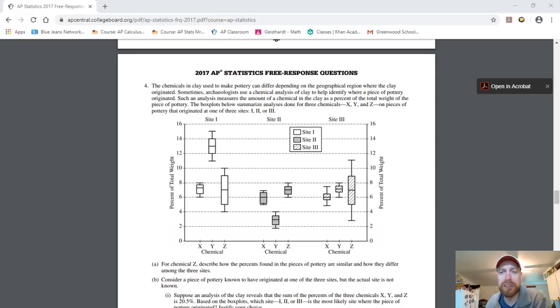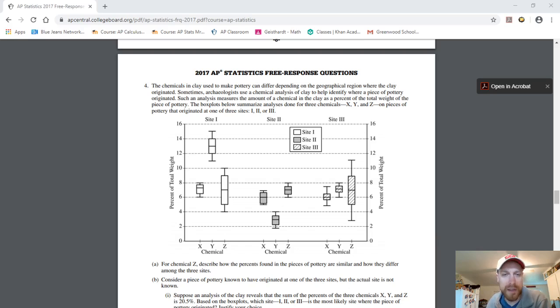All right, 2017, number 4. The chemicals in clay used to make pottery can differ depending on the geographical region where the clay originated. Sometimes archaeologists use a chemical analysis to tell where it originated. We've done this for 3 different sites and 3 different chemicals.